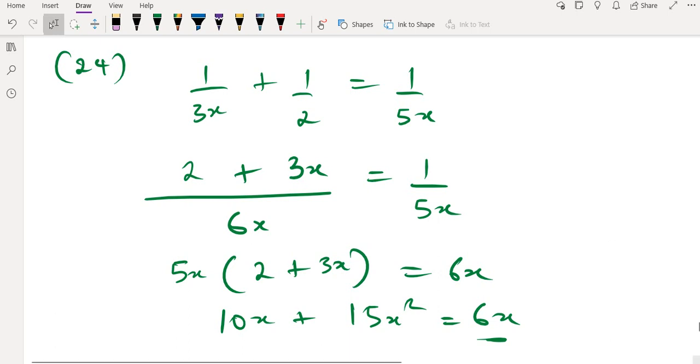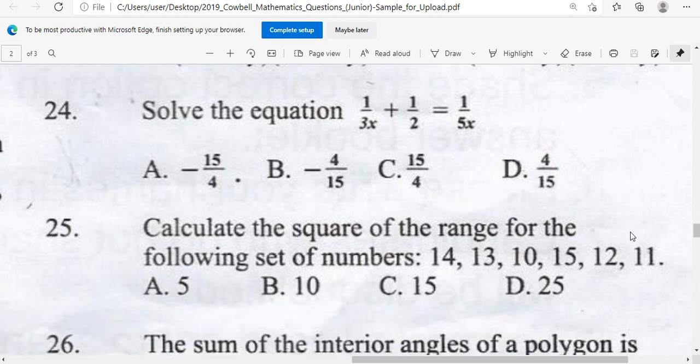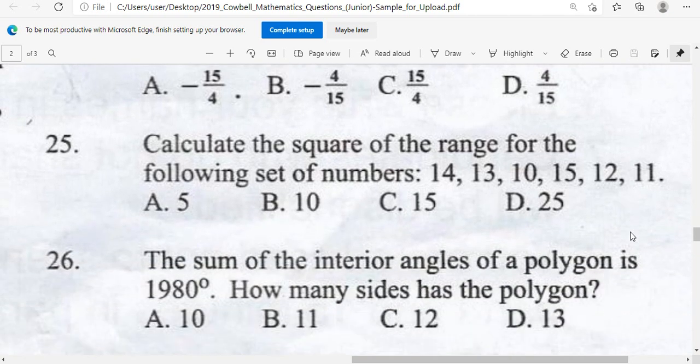Number one. Okay, read. What's the range? How did you get it? 15 minus 10, 5. So what's the square? 25. Number 26, read.